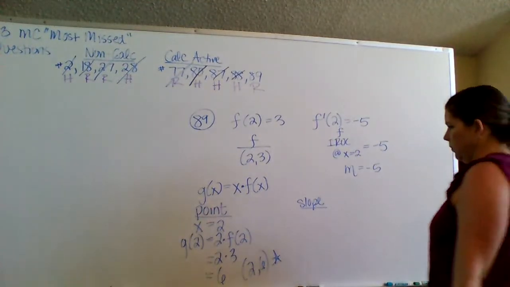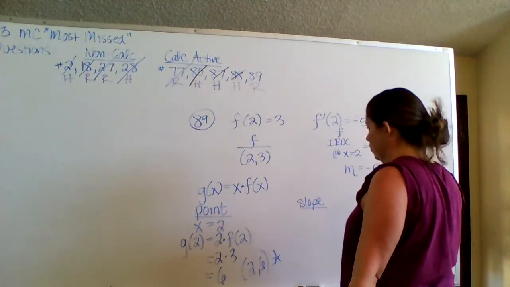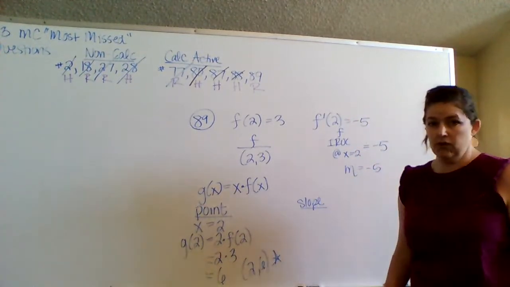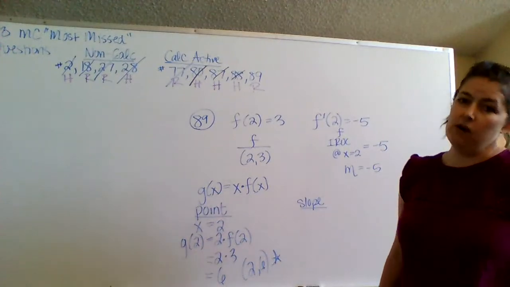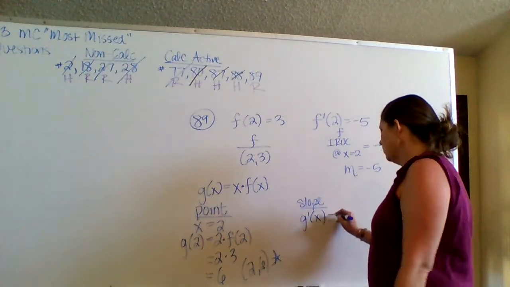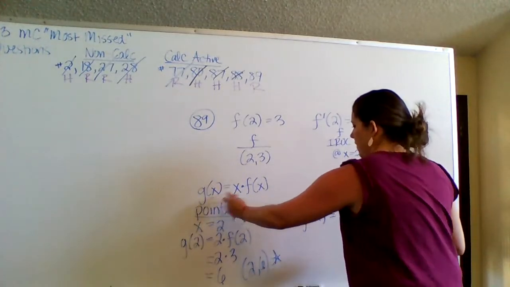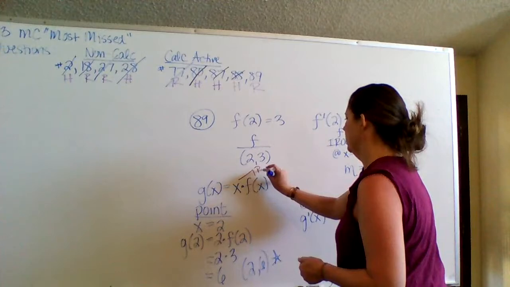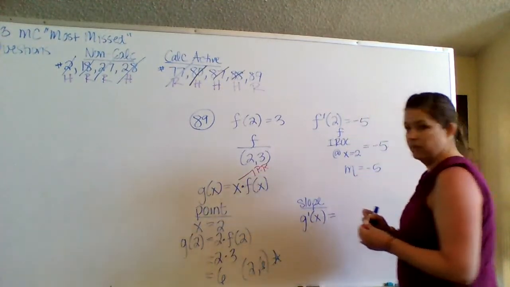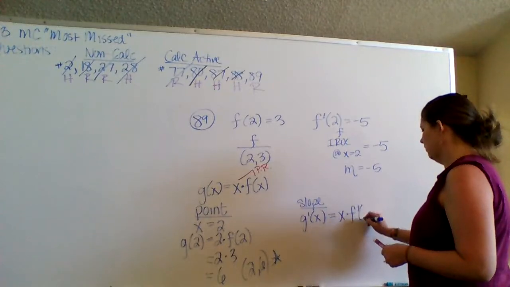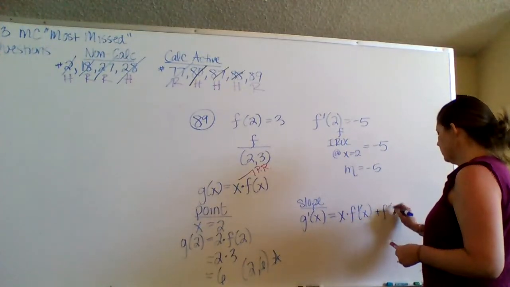For our slope, if I want to find the instantaneous rate of change at 2 for g, I'm trying to find g prime of 2. But maybe before I find g prime of 2, I should find g prime of x in general terms. So I'm taking the derivative of the left-hand side, and whatever I do to one side, I have to do to the other side. To take the derivative of the right-hand side, don't you need to bust out the product rule? It would be the first times the derivative of the second, f prime of x, plus the second, f of x, times the derivative of the first.